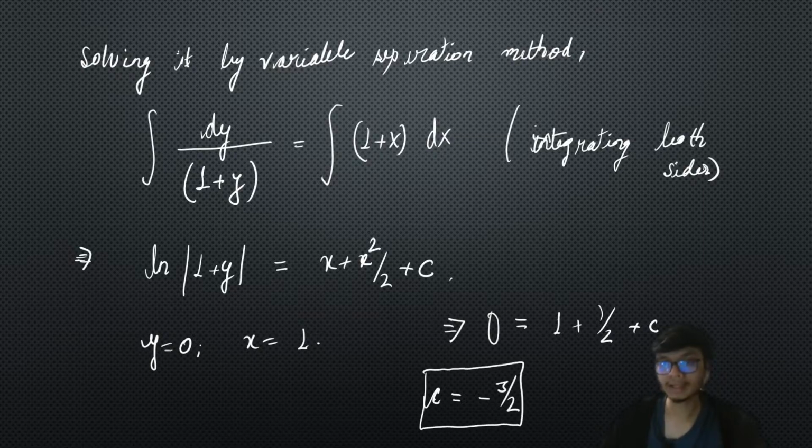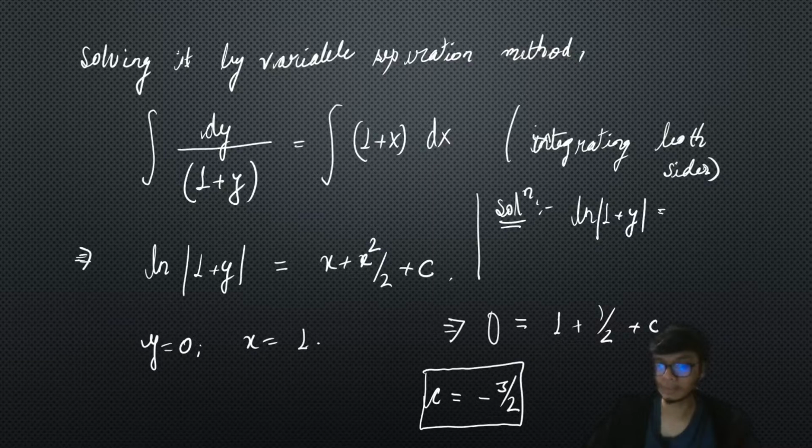Fine. So from here I will get the particular solution to the differential equation. Therefore, our particular solution to the differential equation will be given as natural logarithm of 1 plus y is equal to x plus x square upon 2 minus 3 by 2. Right.